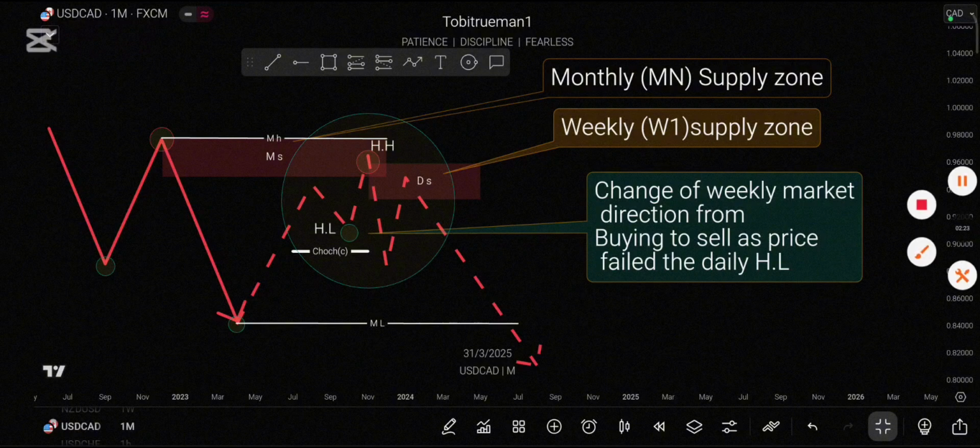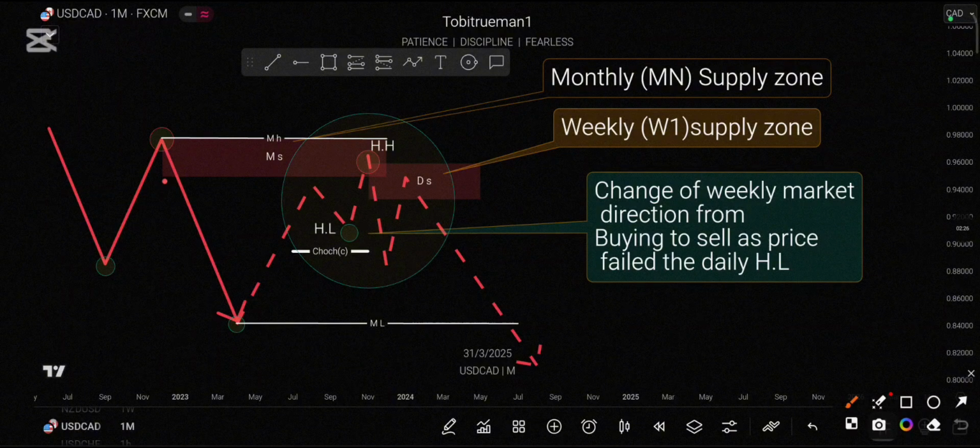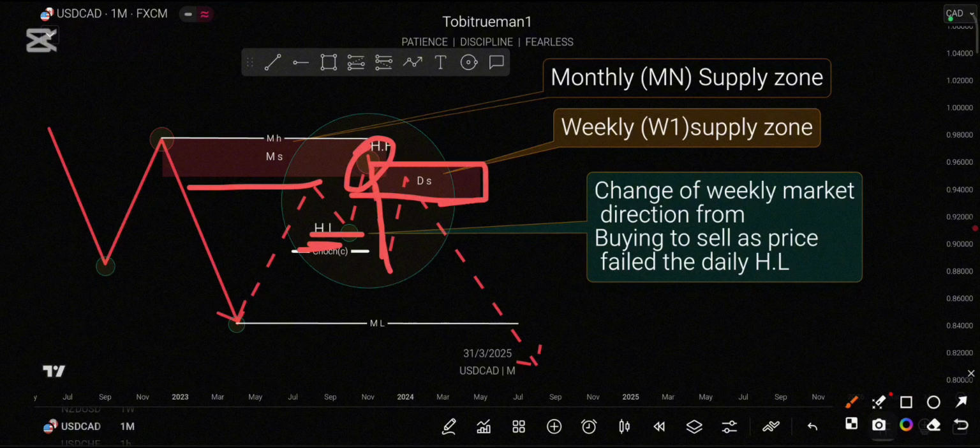So switching to the weekly time frame, when price now gets to this monthly supply zone, what do we do? On the weekly, we now observe that before price taps into this monthly supply zone, it has left us on the weekly time frame a higher low. So after price has tapped into that monthly supply zone, on the weekly now, you'll see that price will come back to take out this higher low, and by so doing, it can leave us with what? With our weekly supply zone.